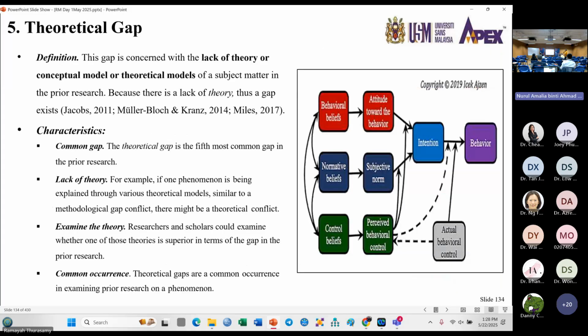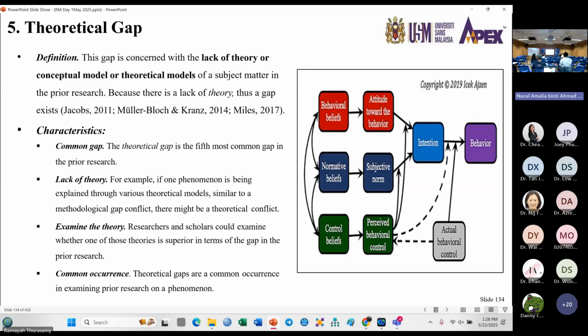This is the most important gap when I did my PhD. We start with the theory, and then we say that theory has some variable that is missing from other literature. We can add those variables to the model. So that's the most important, because for a PhD it is theoretical contribution.